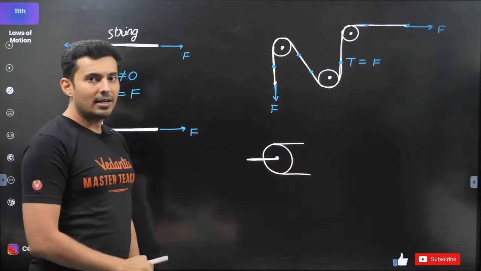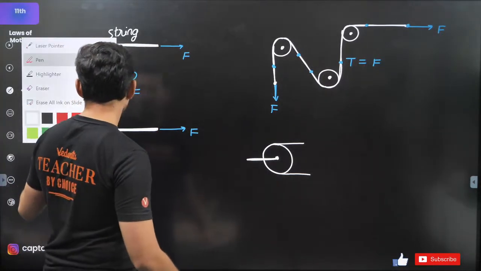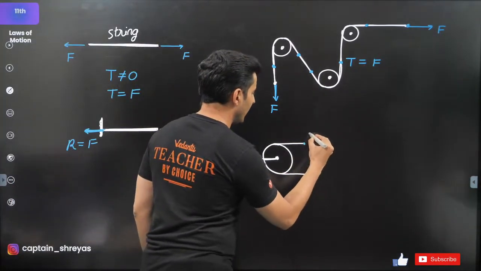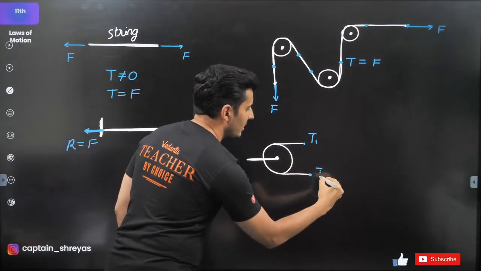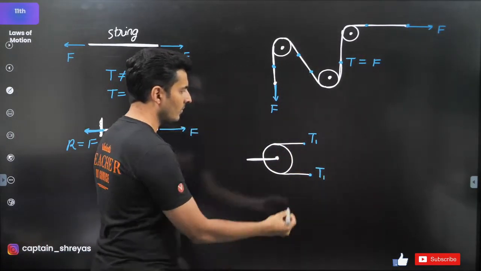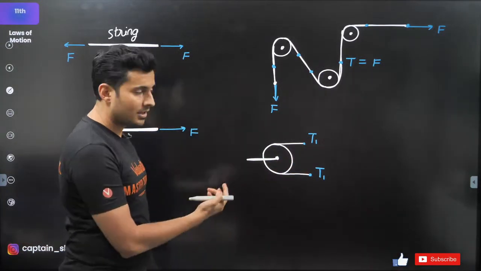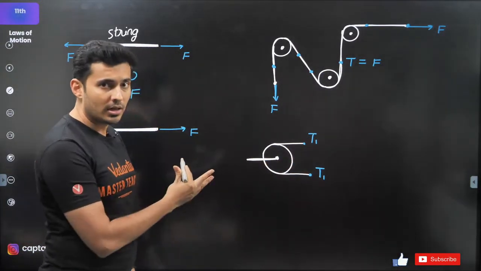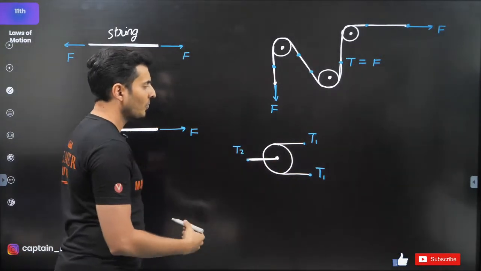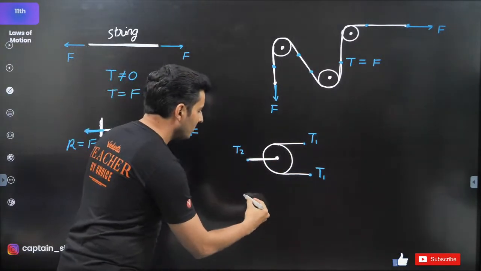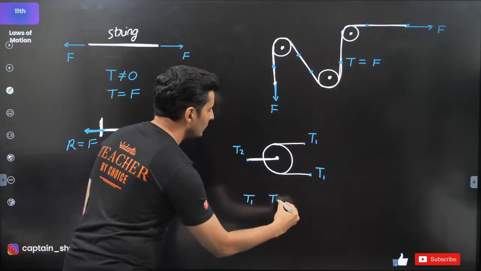Now think and tell me, if I tell you this point has tension T1, the same string is going here. Obviously this string will also have the same tension T1 because it's the same string, correct? This is a completely new string. So I'm going to assume the tension in this particular string as T2. So quickly tell me, what's the relation between T1 and T2?